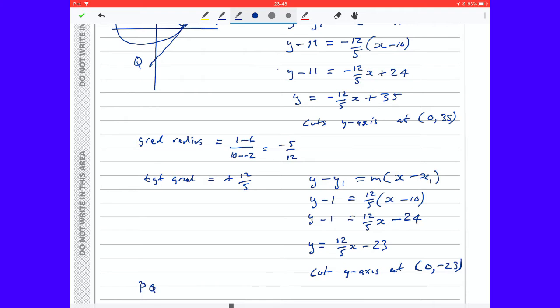So we can see PQ, because it's a vertical measurement, we're just looking at the y-coordinates. PQ is the distance between those 2 points, which is 35 minus -23, which is 58 units. And that is what we had to show.